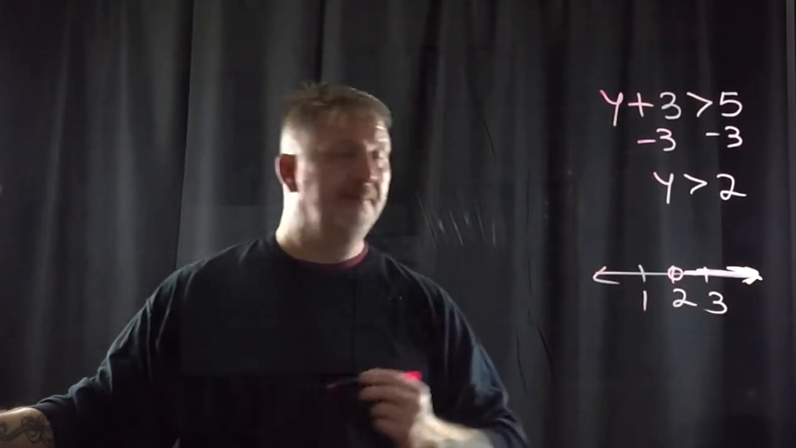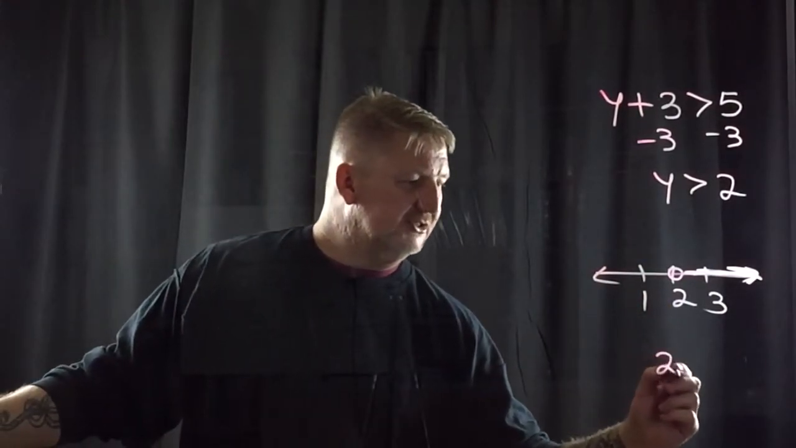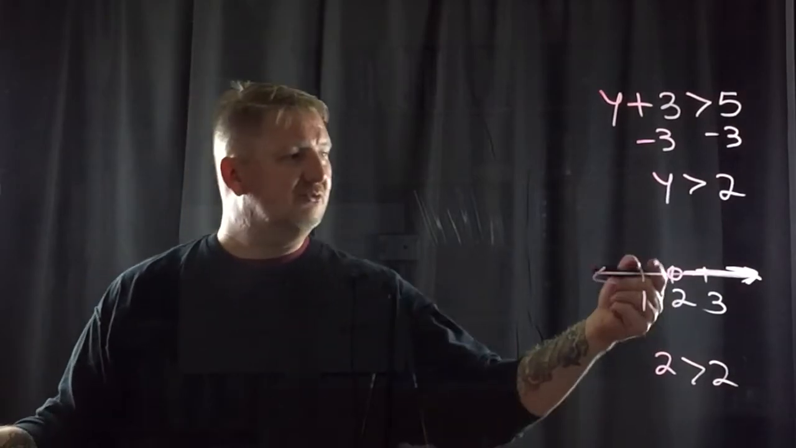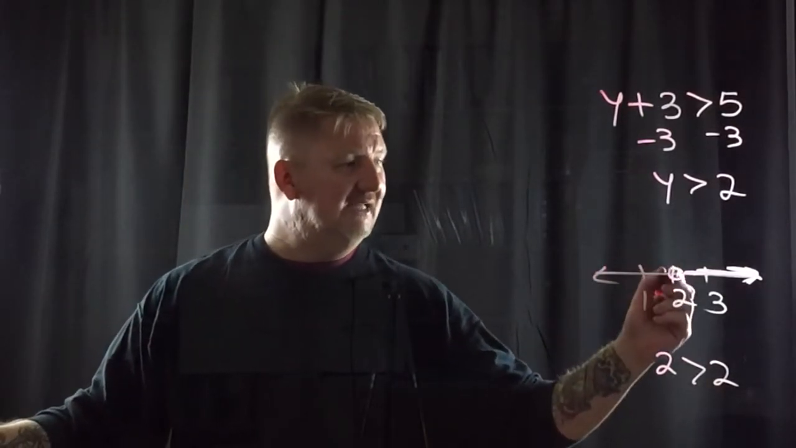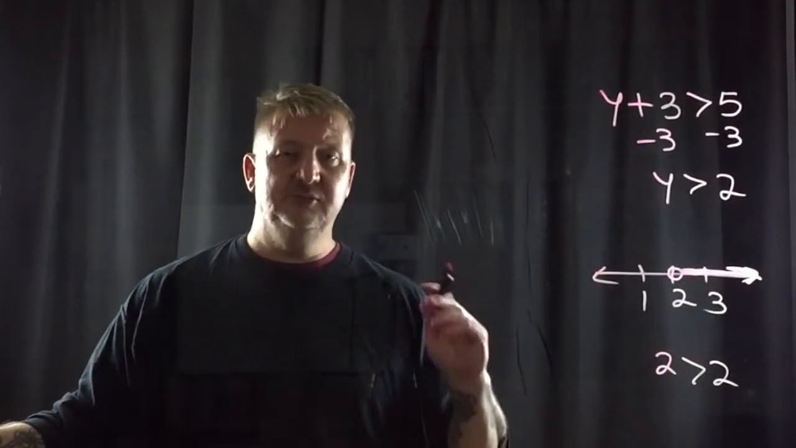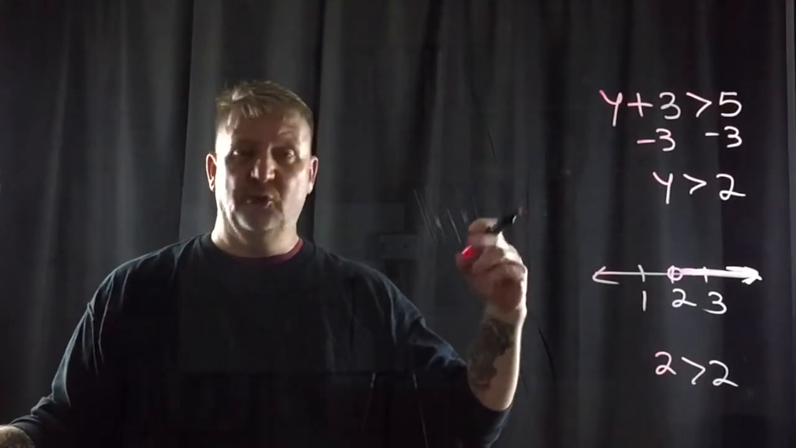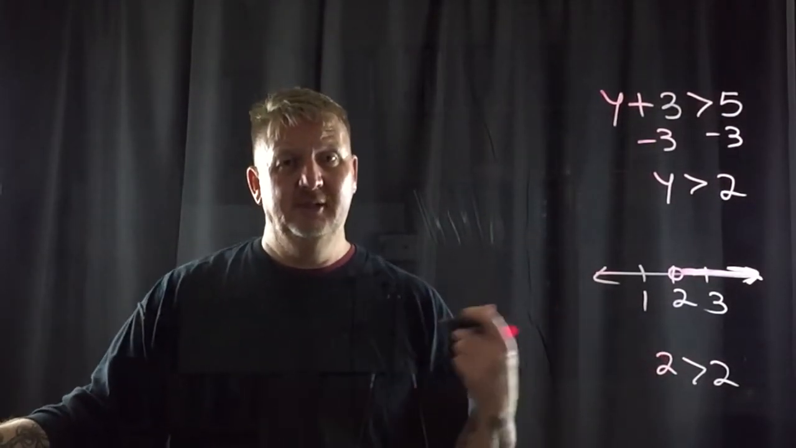To show you how this works, if I did say 2 is greater than 2, that's not a true statement. So that's why we use that open circle. 2 is not part of the solution set. But anything on this number line greater than 2 can be. 2.1 can be. 2.0000001 can be, because it's greater than 2.